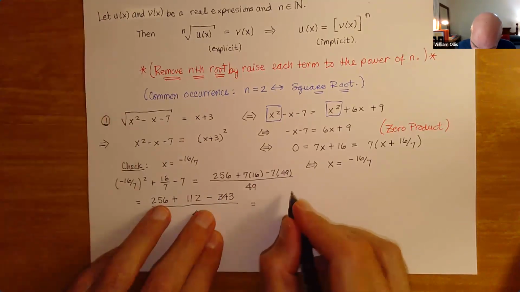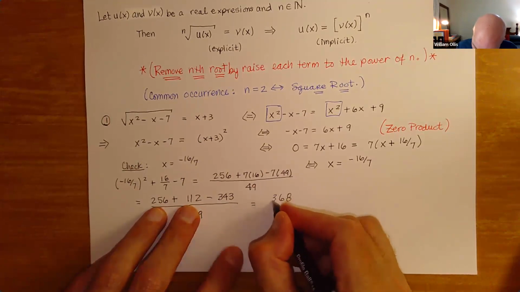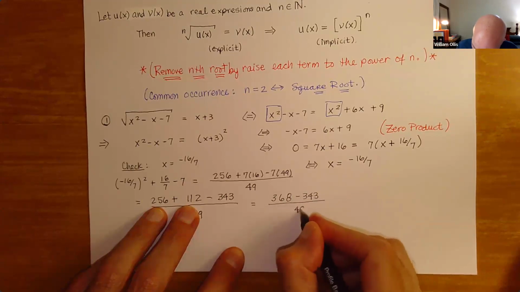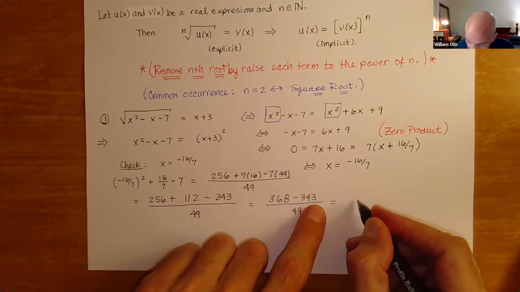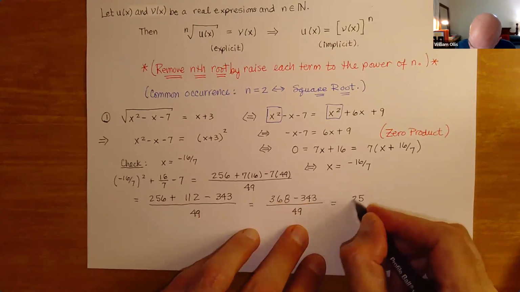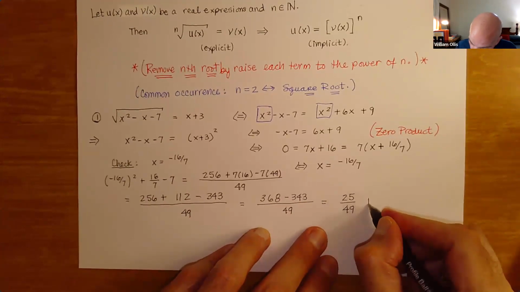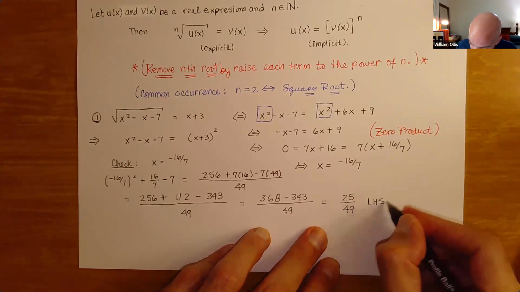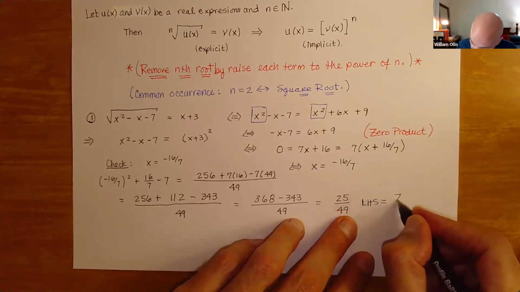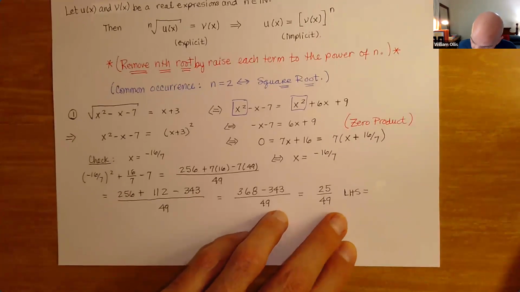So now when we add these, we get an 8, and then we get a 6, and then a 3, minus 343 over 49. And now, of course, the 3 from the 8 is a 5. And of course, the 4 from the 6 is a 2. And so we do get a perfect square. So now the left-hand side is just the principal square root of 25 over 49, which is, excuse me, I'm thinking of the denominator first, 7, which is 5 over 7.